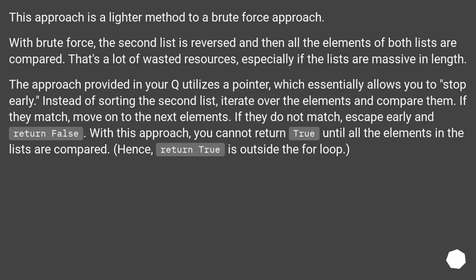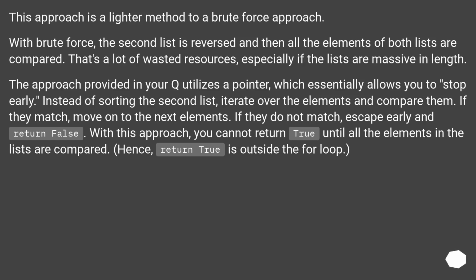This approach is a lighter method than a brute force approach. With brute force, the second list is reversed and then all the elements of both lists are compared. That's a lot of wasted resources, especially if the lists are massive in length. The approach provided in your query utilizes a pointer, which essentially allows you to stop early. Instead of reversing the second list, iterate over the elements and compare them.